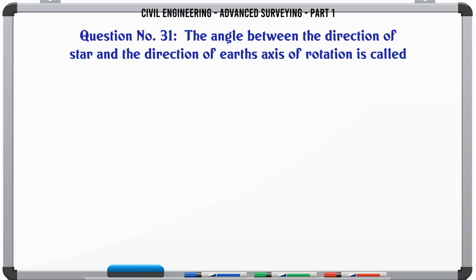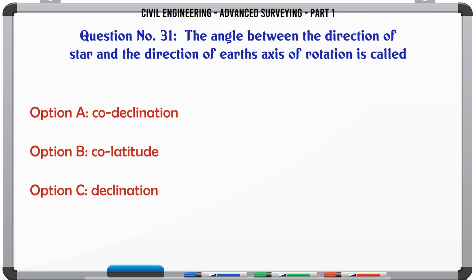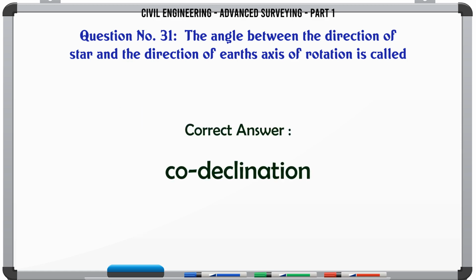The angle between the direction of star and the direction of Earth's axis of rotation is called A. co-declination, B. colatitude, C. declination, D. latitude. The correct answer is co-declination.